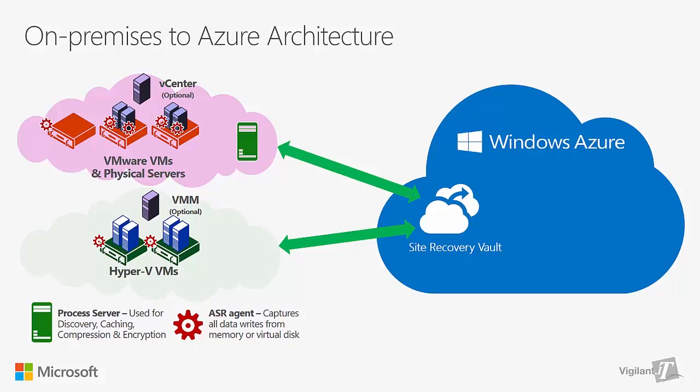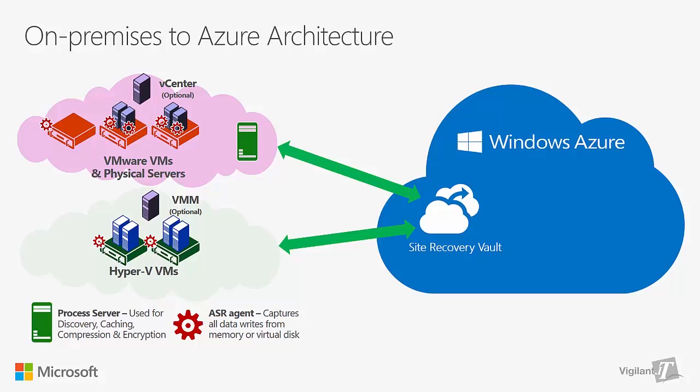While in the case of a VMware or physical server environment, we will need to install an agent inside the guest operating system. In addition, the use of a process server is required on premises, which will convert on the fly your data from either the VMware disk format or from your physical disk to VHD. The process server will then forward the converted data up to Azure.